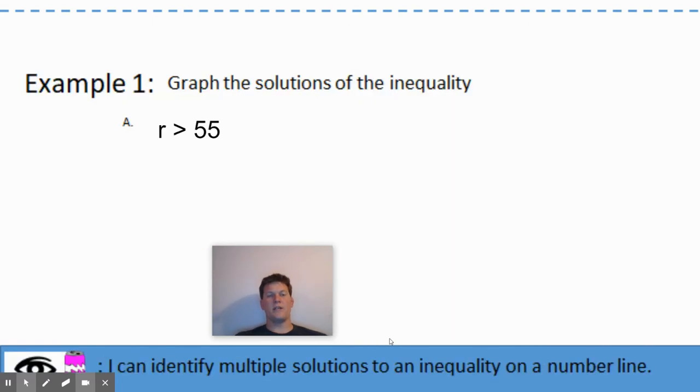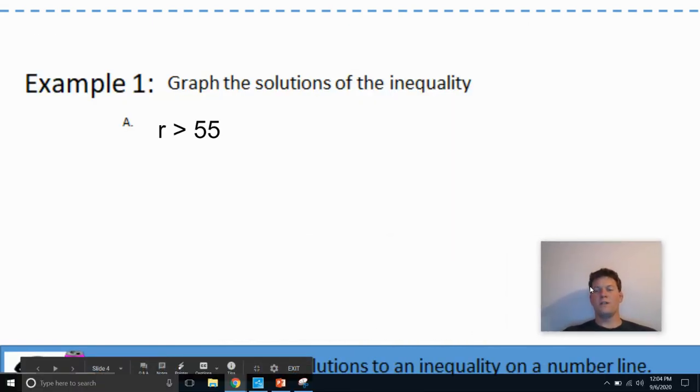Let's get into some examples. Here's our first example. All we're going to do is take this inequality and graph the solutions. Solutions, plural, because inequalities have more than one solution. This time we're talking about r is greater than 55.